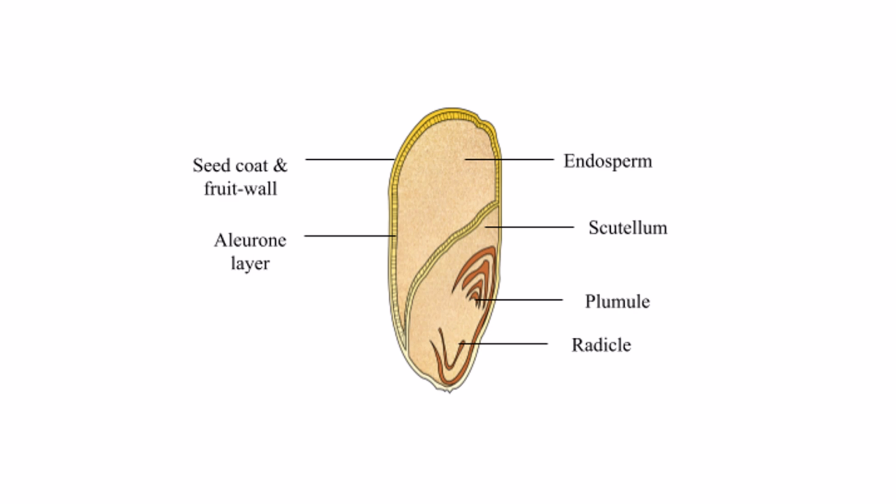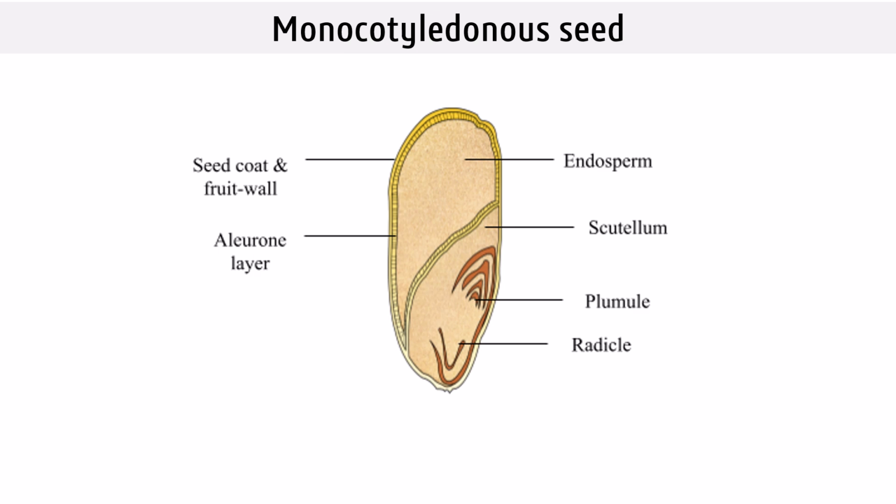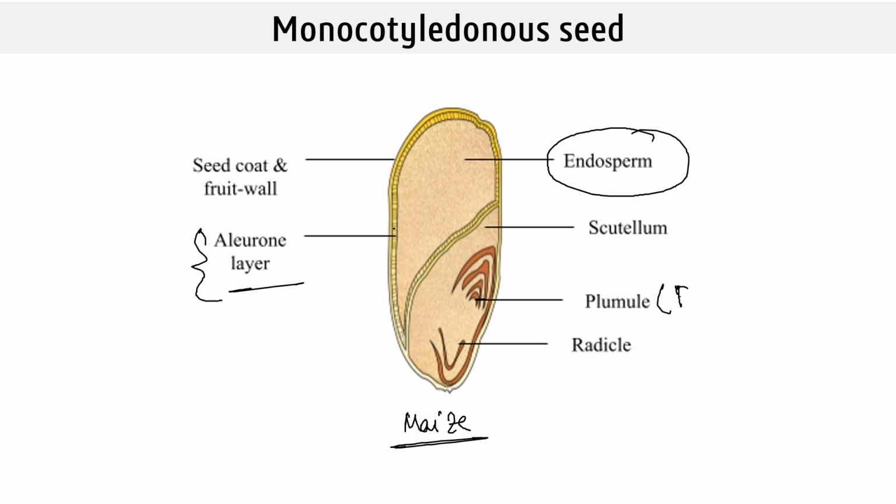Now the monocotyledonous seed. So this is the seed of maize. Here endosperm is present. This is the aleurone layer. This is the plumule, where the first stem appears, and from the radicle the first root is produced.